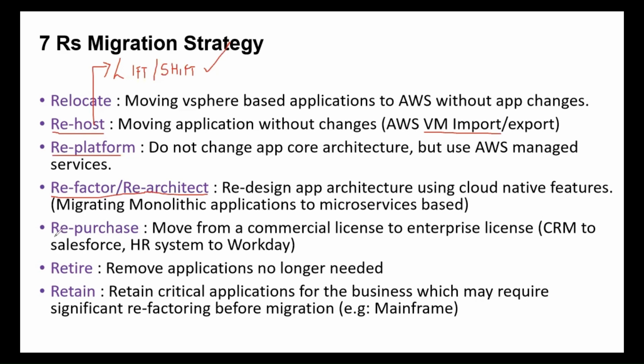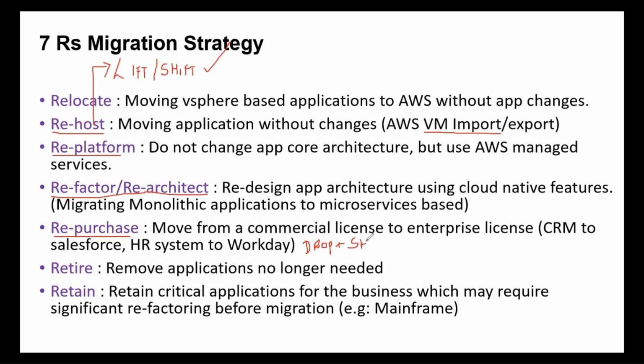Then we have the repurchase. Repurchase is basically moving from a commercial license to an enterprise license. You can see the example: the organization might be using a legacy CRM system in the on-prem data center, but they want to move into a cloud-based SaaS solution, Salesforce. Similarly, for the HR system, they might go into a cloud-based solution, which is Workday. All these things will be part of the repurchasing. In other words, we can say it is a drop and shop. Drop your applications, whatever you have in the on-prem data center, plus shop those on the cloud.